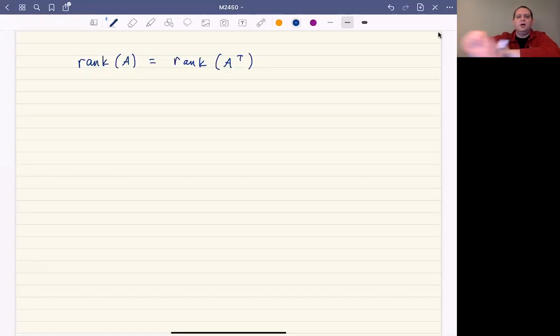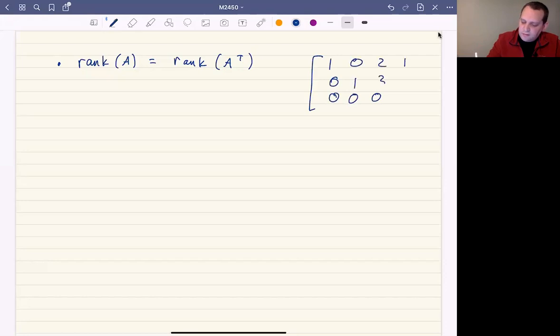Okay, so our next thing to talk about is there's a relationship between the rank and the nullity. A few things I want to say about the rank in the meantime. The rank of A and the rank of A transpose are always going to be the same. The way that you can convince yourself that this is true is think about just kind of a generic matrix where you have maybe something like that.